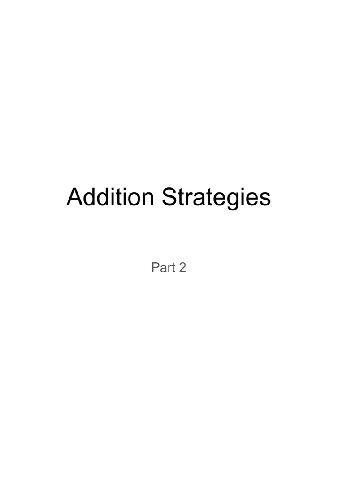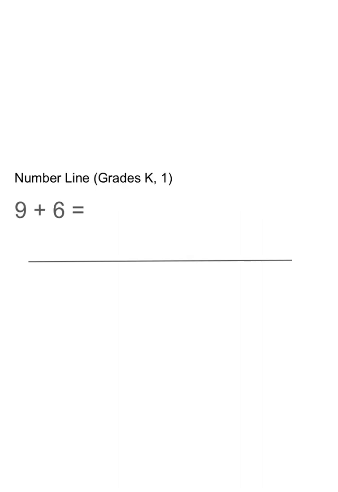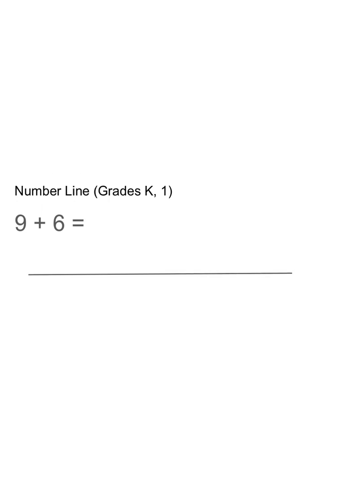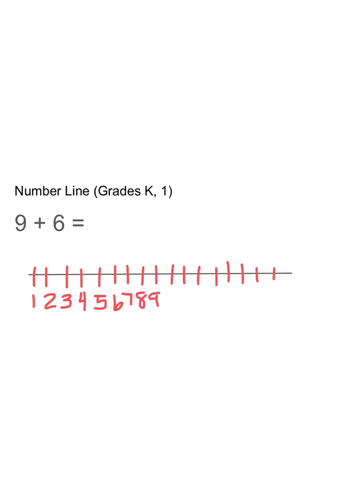Welcome to part 2 of addition strategies, where we quickly go over some of the strategies and routines that we can use in the elementary grades. Okay, number line. Number line is a great strategy that they use in kindergarten and first grade. In those early grades, it always starts with every single notch on the number line being labeled. So there would be a spot for every single number.